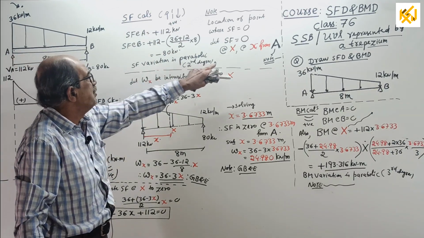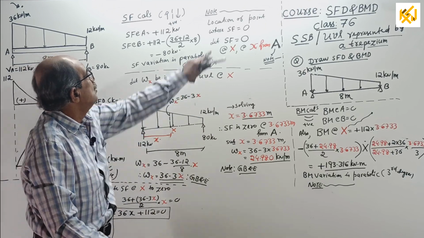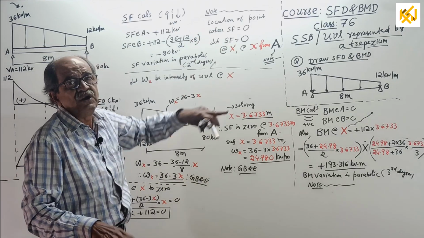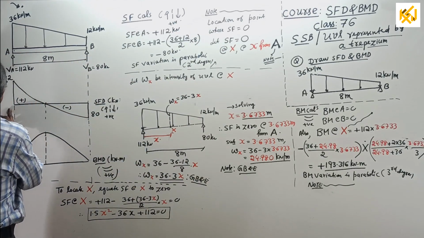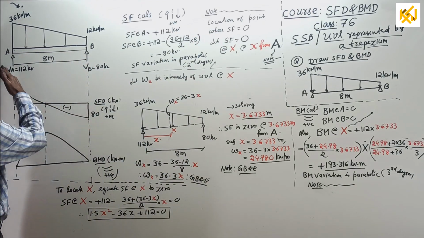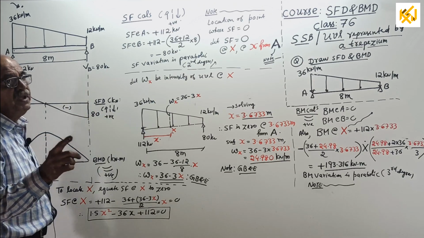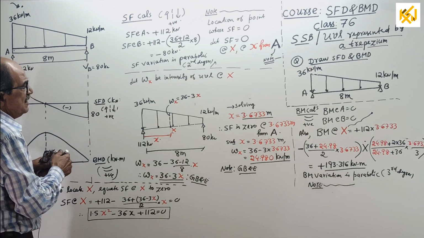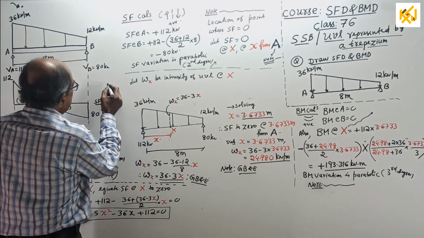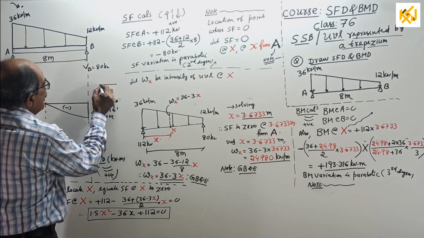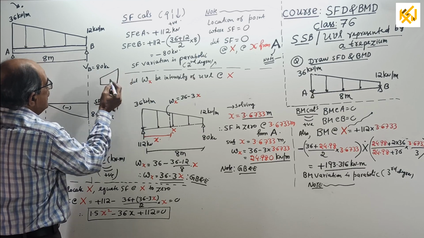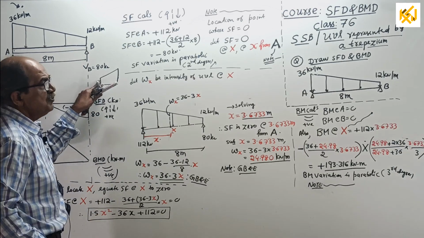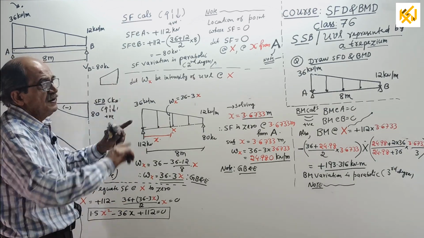SF variation is parabolic of second degree. Now note, you have to write. Go back and draw the shear force diagram. See, 112 and minus 80, join this way. Make a note if you want. Last time the intensity was like this: less intensity here, high intensity here. So here the slope is lesser, here the slope is more. Now reverse.